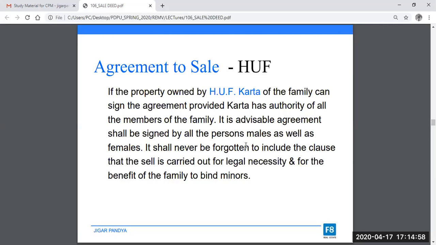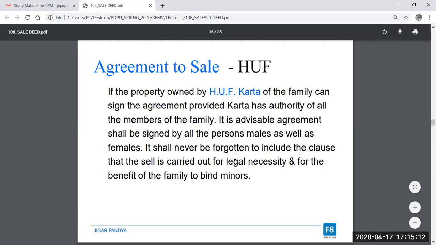If the property is owned by HUF, which is Hindu Undivided Family, it is advisable that not just the Karta, the one who runs the HUF, but also all the members of the family should sign, and that is very, very important. And there has to be a special mention in the agreement that this property is being sold for the benefit of the family and to bind the minor.